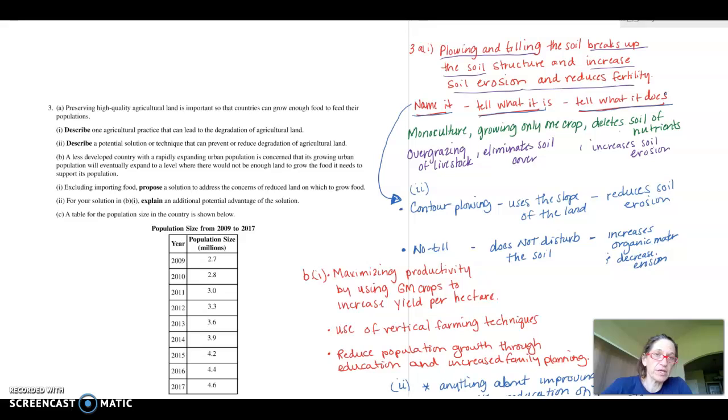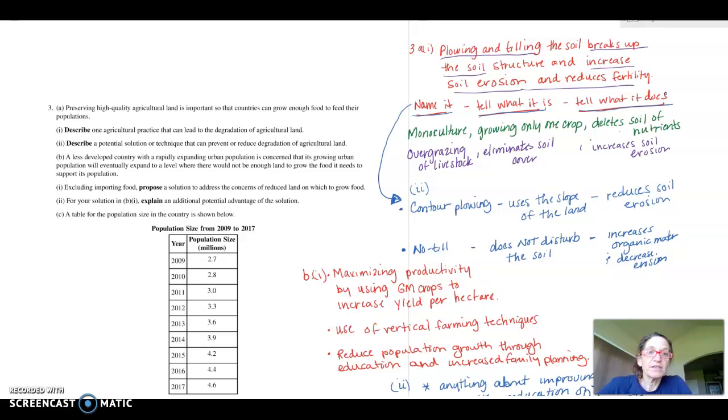So I named it plowing and tilling. I told you what it was. It breaks up the soil, and I told you what it does. As far as degrading the land, it increases soil erosion, reduces fertility. Another example would be monoculture. Growing only one crop depletes soil of nutrients.